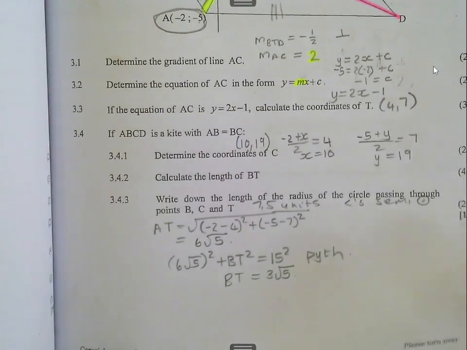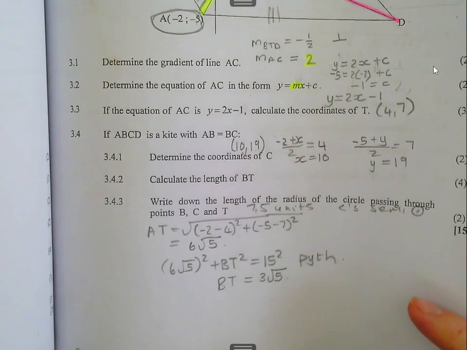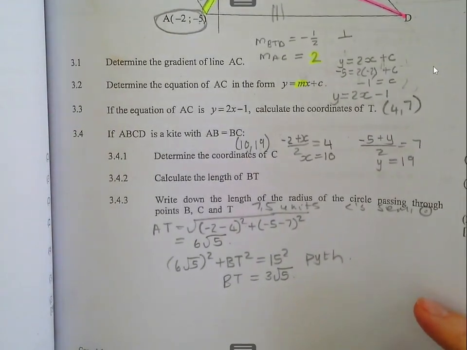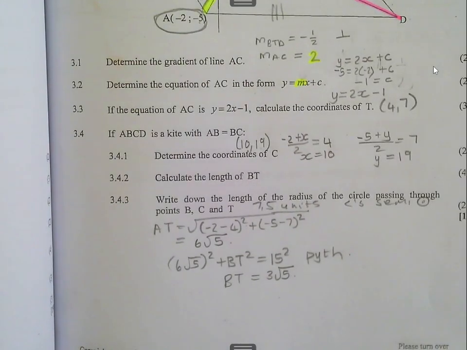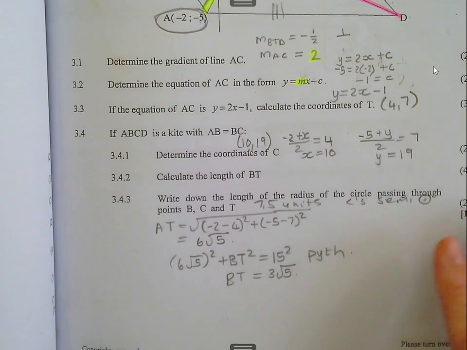Question 3. Who would have gotten 15 out of 15? Good, good, good. Who got just one sum wrong? Two sums. 3. 4. More than 4. Are you all okay? Great.